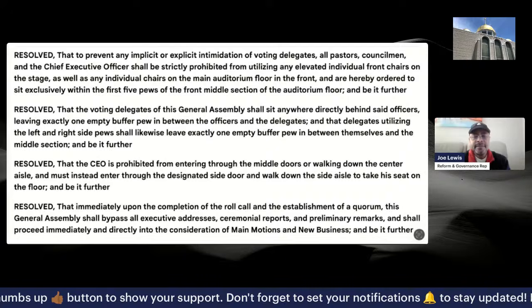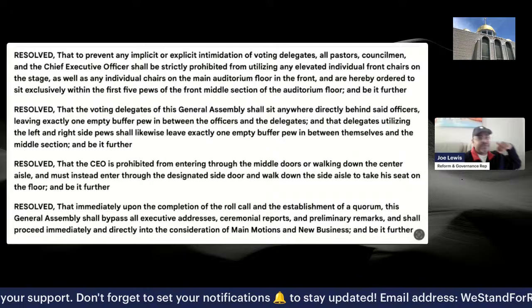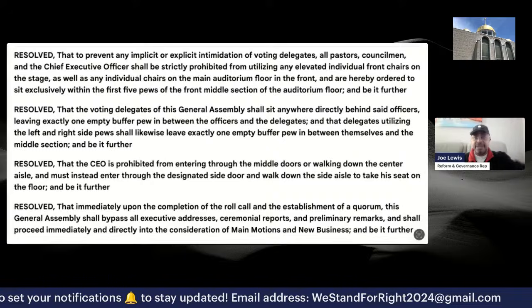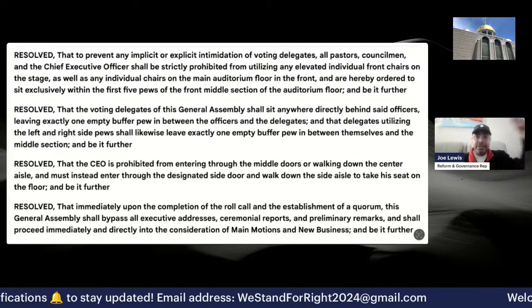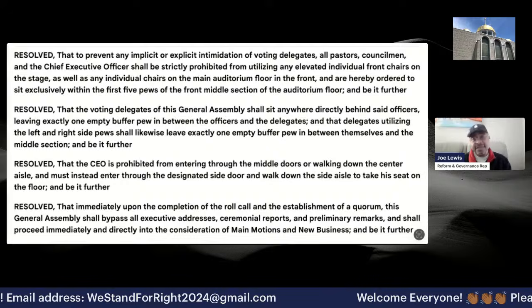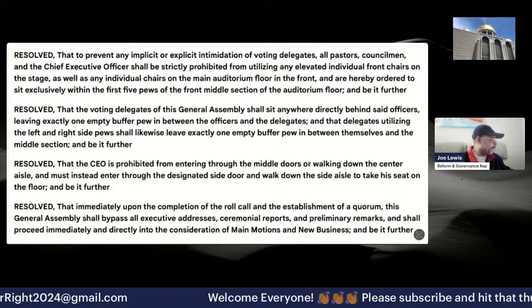But also that everything else is bypassed to immediately get to main motions. That way, individuals can come forward and begin making their motions immediately without waiting after this motion is actually passed. Next frame, please.